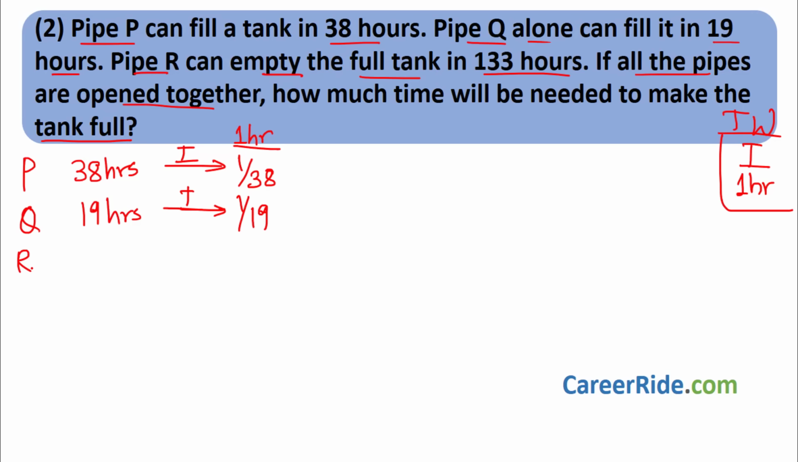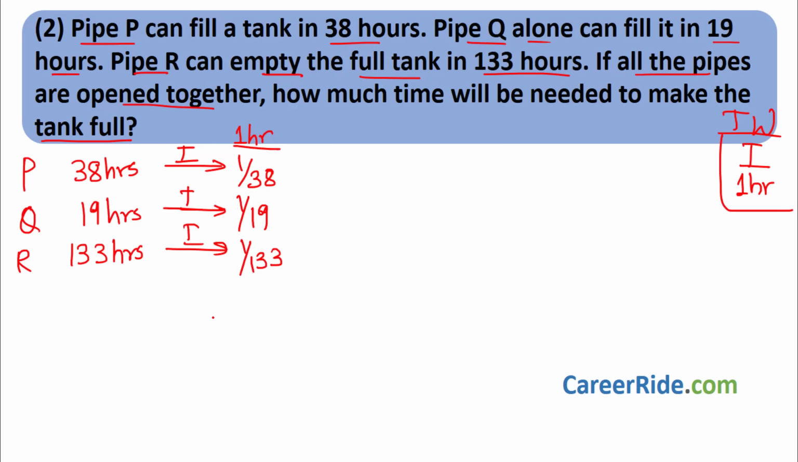Then there is pipe R. Now pipe R empties the full tank in 133 hours. Okay. So in 1 hour, how much of the tank gets emptied by pipe R? Just invert, 1 upon 133, right? In the previous sum, we had two pipes, M and N, and when we opened both of them, we just added them, right?